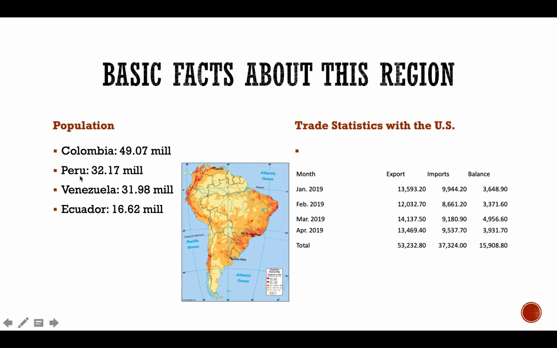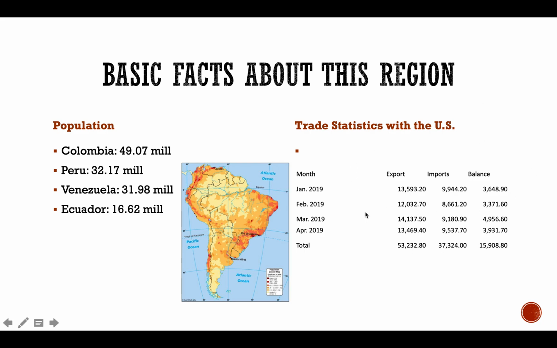The population size of Colombia is 49 million, Peru 32 million, Venezuela 31 million, Ecuador 16 million. Right here is a picture showing the population density in all of South America. But in my region specifically right here, you can see that the population density is much greater the closer to the coast you get and not as much inland.